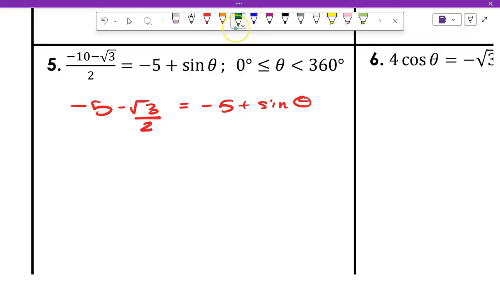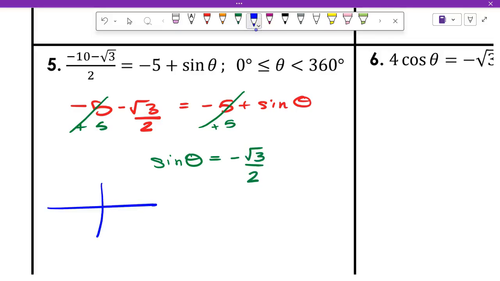So once you've done that, then it kind of looks pretty straightforward. Now that you've gotten it, you have a negative 5 on either side. Well, if I add 5 to either side, well, that's gone. And now I just have that sine of theta is equal to negative square root 3 over 2. And that itself is pretty straightforward, between 0 and 360 degrees.